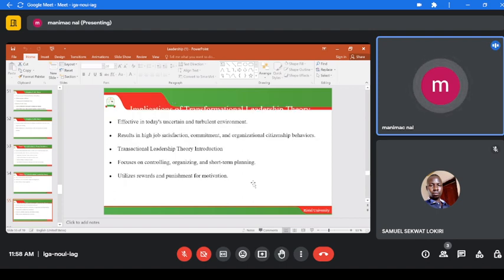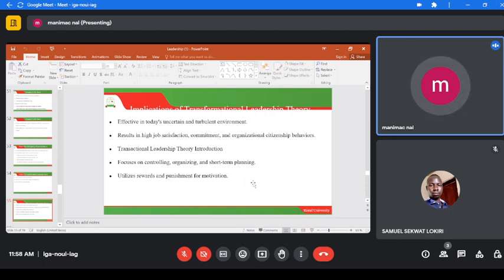Furthermore, what could be the implications of transformational leadership theory? The implication is that it is effective in day-to-day uncertainty and a turbulent environment, such that whatever happens along the way, we have to know the environment where we are working. Sometimes it is very difficult to transform the environment because of what is happening in it. It also results in high job satisfaction, commitment of the employees, and organizational citizenship behaviors.